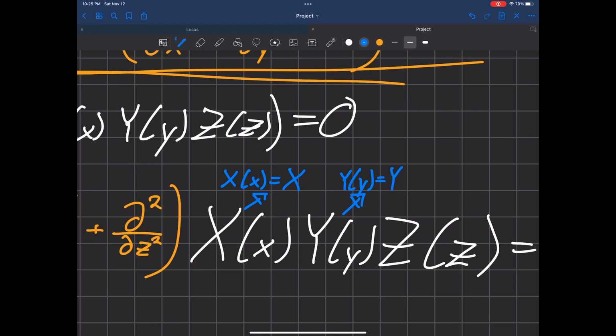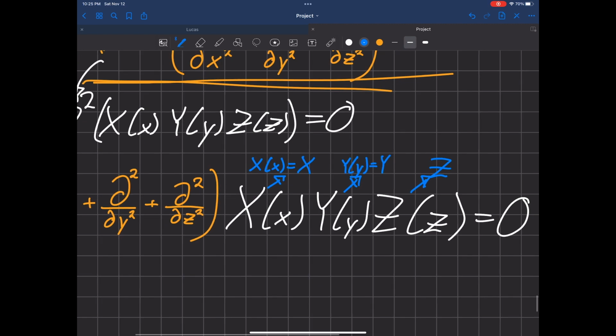You're never going to guess what we're going to call z of z. Big Z. Great. All right. That is just to help with the writing because it's about to get pretty messy before it gets simplified. So I don't want to be writing x of x, y of y, z of z this whole time.